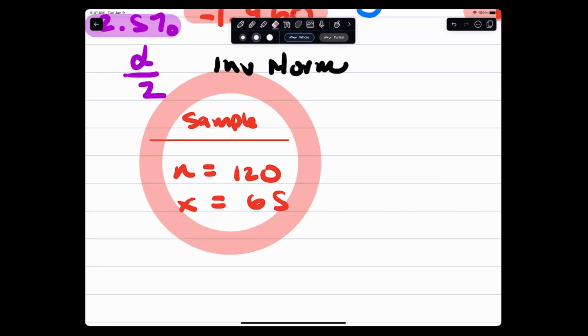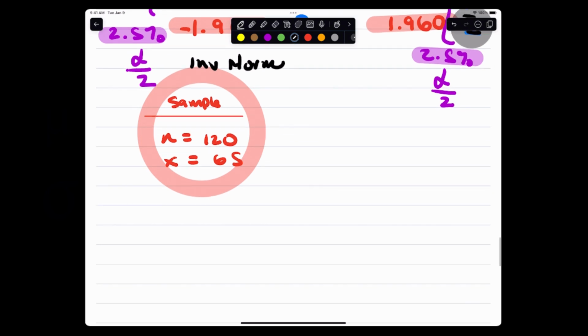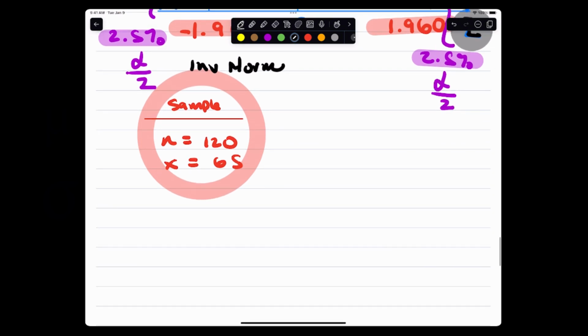But now you go, I'm going to test this claim with a sample. Step 4, you've got to compute a test statistic. You might say, how do I do that? You're going to use the TI. And you might say, what do I use in the TI? We're going to use the 1 proportion Z test.